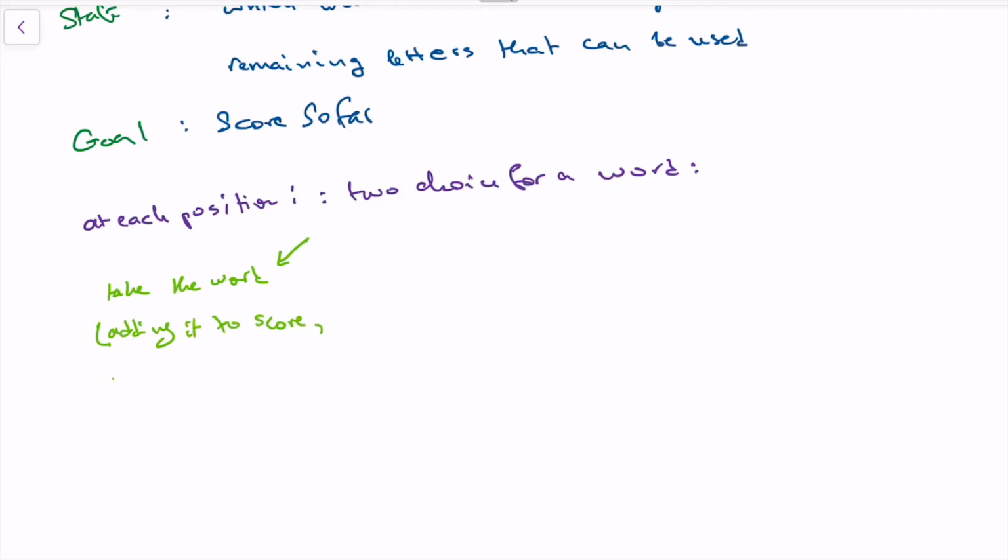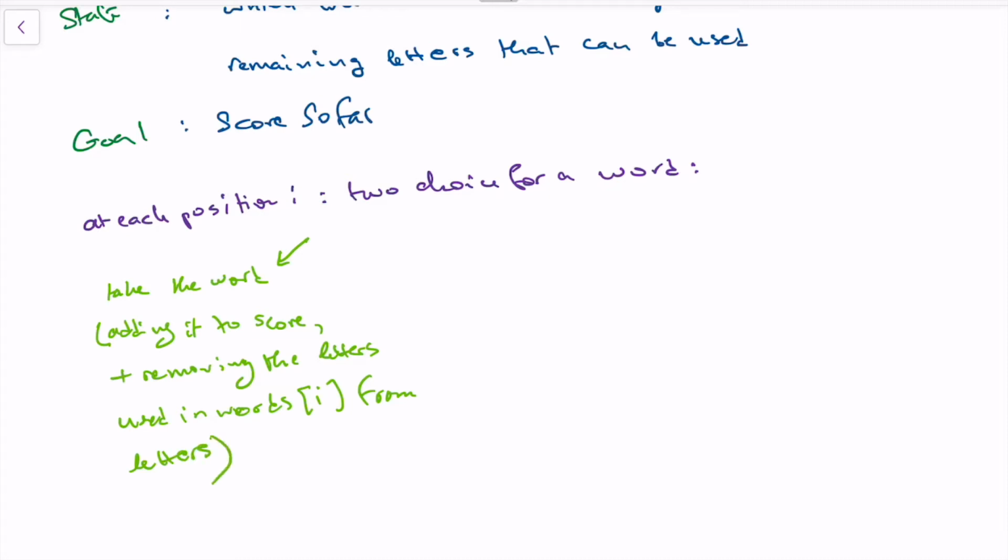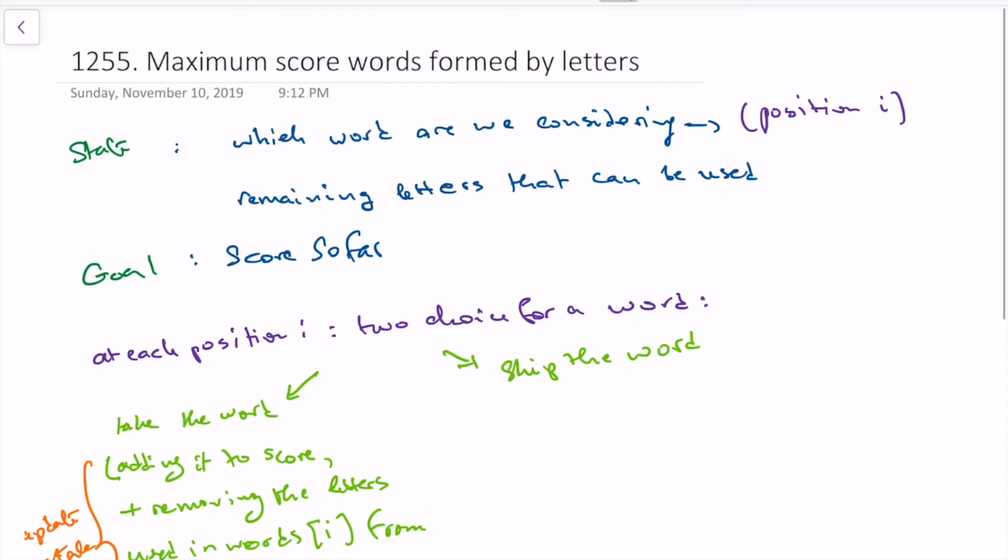And then removing the letters used in that word from the overall letters. Or the other choice that we have is to skip the word. At that point, we don't need to update any state. And this portion here is just updating the state that I defined here.